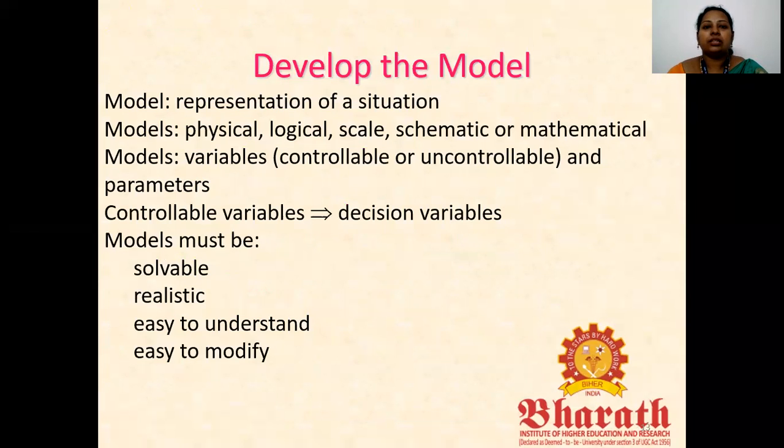Then once we define a problem, we have to develop a model. The model may be a physical model, logical, scale, systematic, or mathematical model. It depends upon the parameters. The parameters may be controllable parameters or uncontrollable parameters. We can define a model. Based on the model, we have to select a variable. Those variables are called decision variables. And the best model may be a solvable model, realistic model, easy to understand, easy to modify.